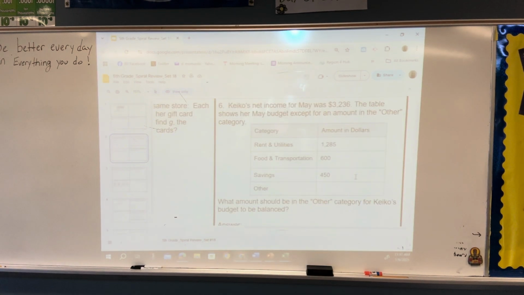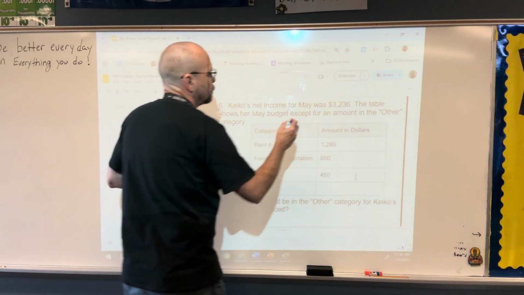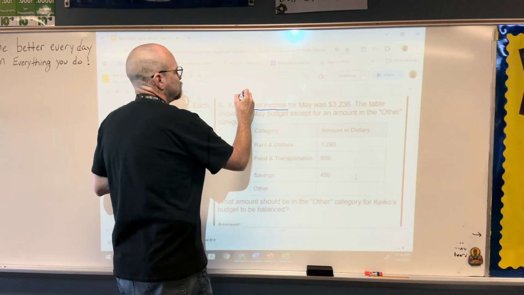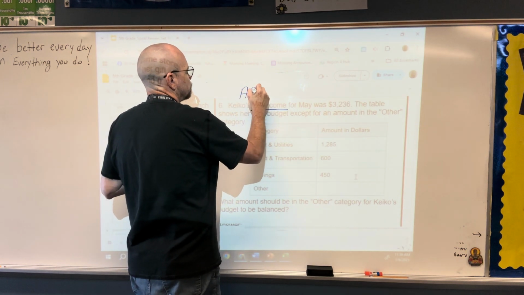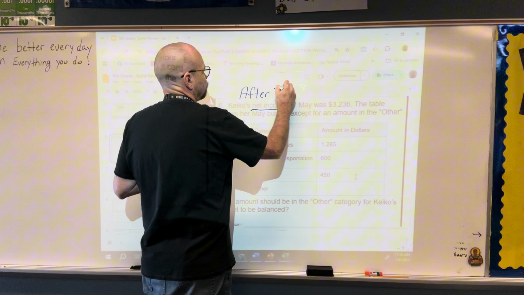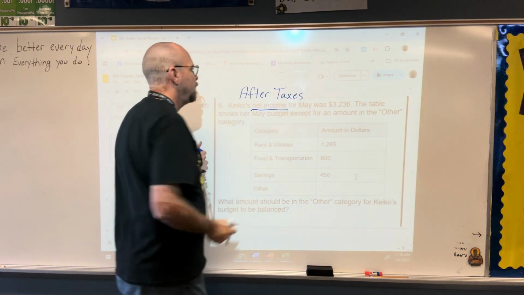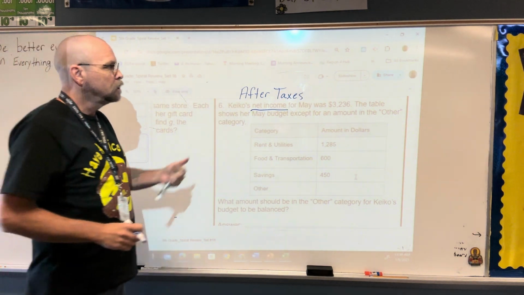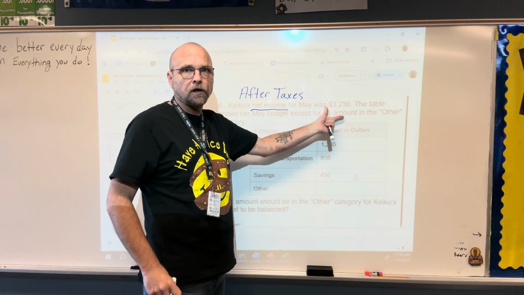Spiral Review 18, problem number 6. Kiko's net income for May was $3,236. The table shows her May budget, except for the amount in the other category. What amount should be in the other category? Okay, net income. Net is how much she takes home, after taxes are taken out. So this is what her check is, what she would put in the bank.